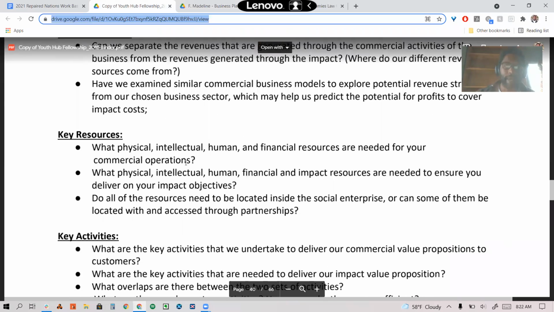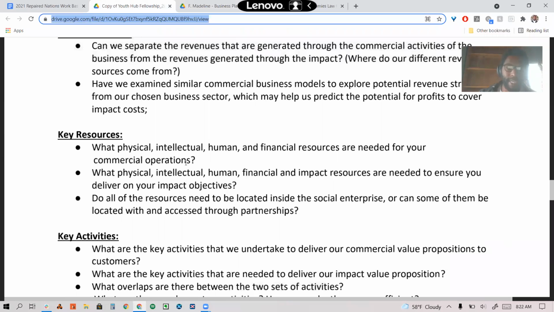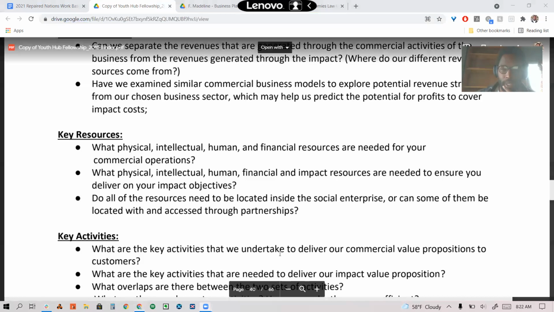Looking at the Youth Impact Hub questions, it's asking what physical, intellectual, human, and financial resources are needed for your operations. And which of those things do you need to achieve your impact objectives? Are all of these resources located within your cooperative, or are some of them things that you need to get through partnerships?